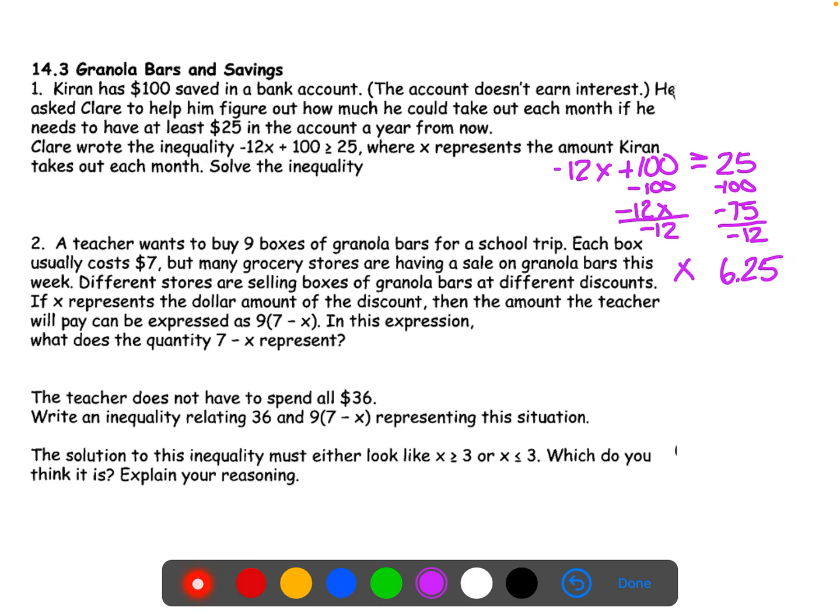So normally we would say, well, this is the greater than or equal to sign that was in our inequality, so I would put greater than or equal to here. Greater than or equal, just like it was up here.